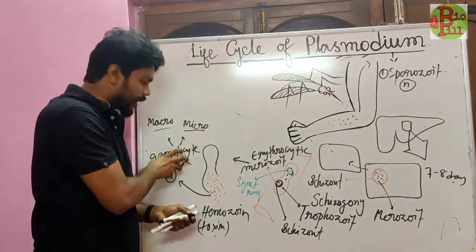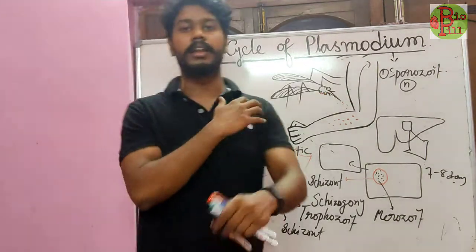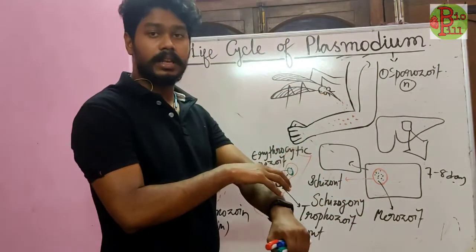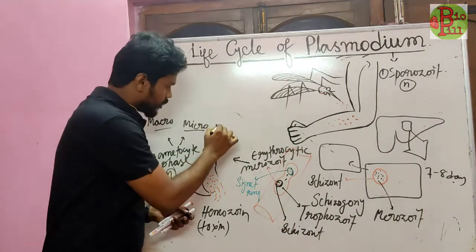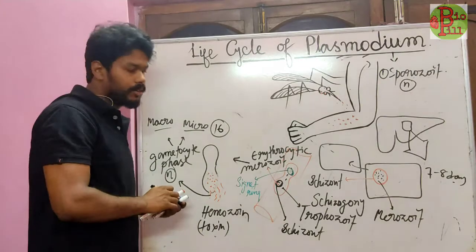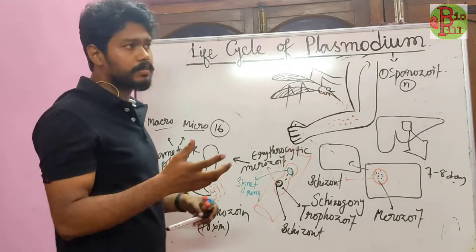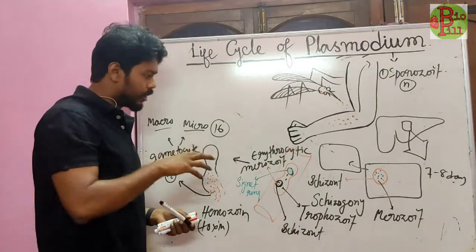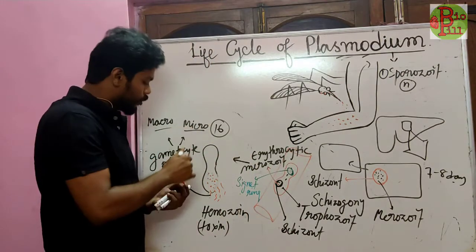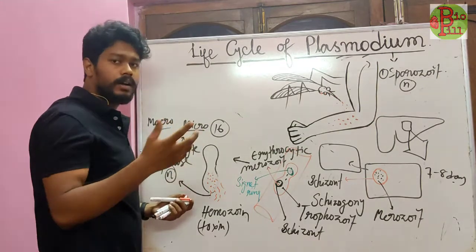Now, these gametocyte phases come to the peripheral area of the body's blood vessels. Around day 15 to 16, they will come around our body surface. Body surface means blood vessels. Obviously, they are still present inside the blood vessels. So now, what will they do? They will wait for the mosquito.